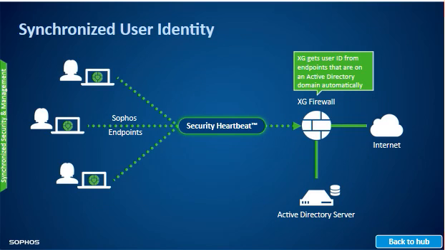Let's start with synchronized user identity. User authentication is critically important for all next-gen firewalls to provide user-based reporting and policy enforcement. In a typical Active Directory environment, transparent user identity at the firewall is achieved either by installing an agent on the directory server to relay user identity information to the firewall, or on the endpoint to share user identification. These agent solutions can be problematic to deploy in some situations and environments.